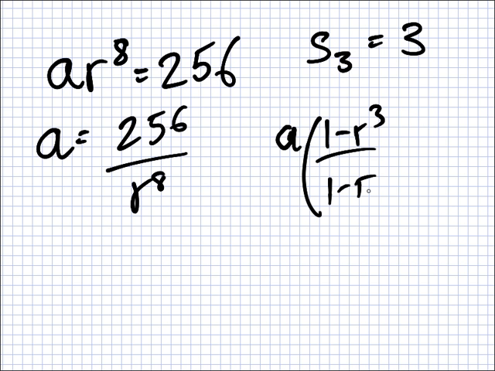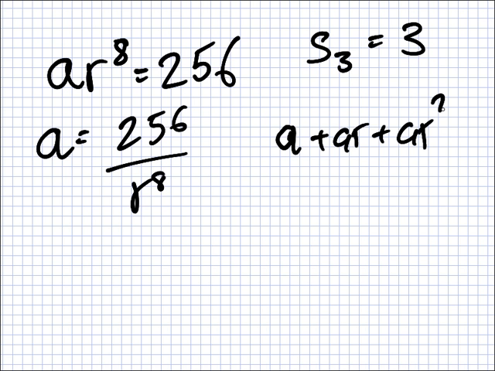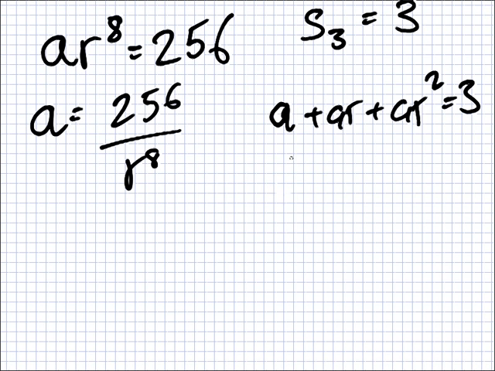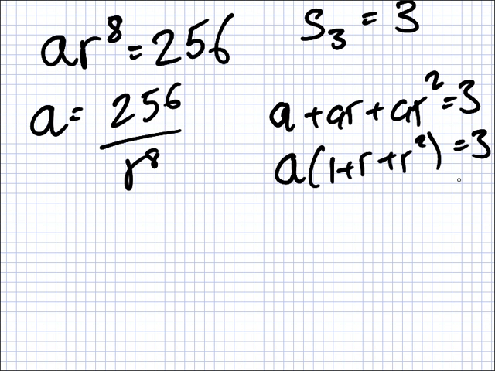But this actually is more work because you'll have to divide this into this. You know the long division? So I'll just leave it as what I had. a plus ar plus ar squared equals 3. So this will be a times 1 plus r plus r squared equals 3. So I get a equals 3 over 1 plus r plus r squared.